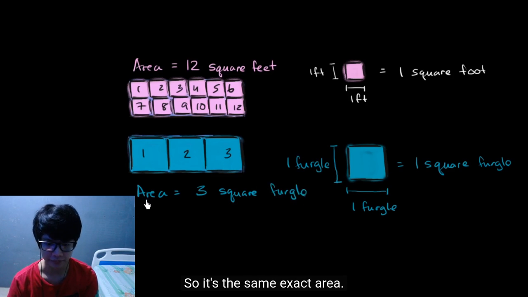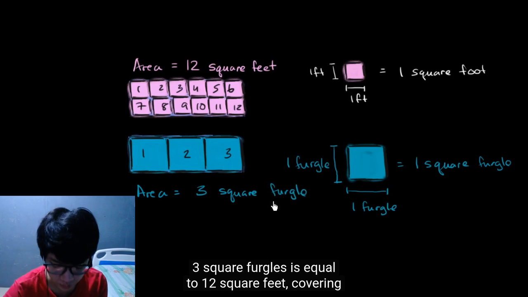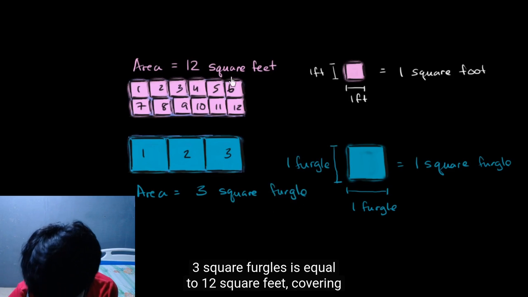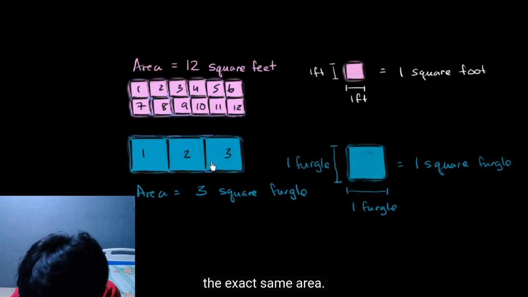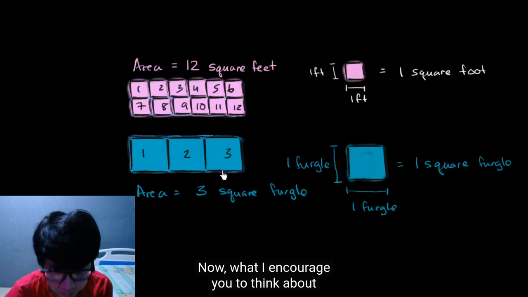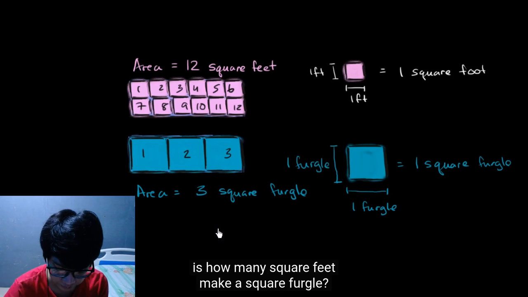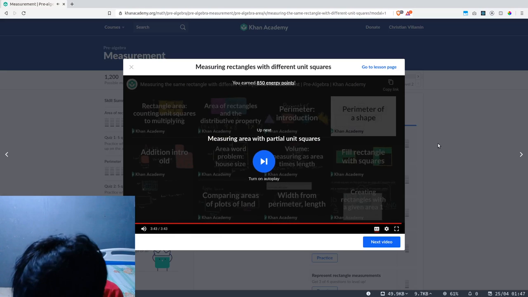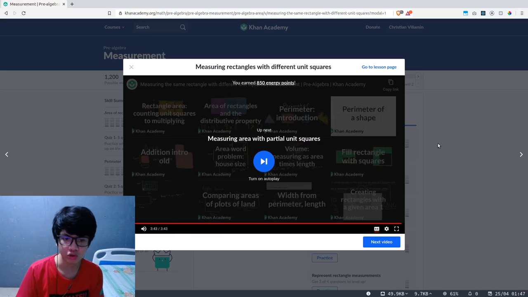So it's the same exact area. 3 square fergals is equal to 12 square feet, covering the exact same area. Now what I encourage you to think about is, how many square feet make a square fergal? Four square feet.